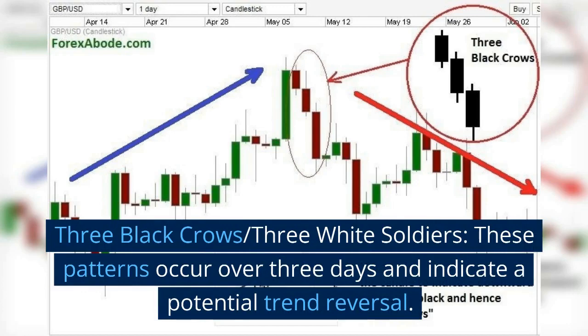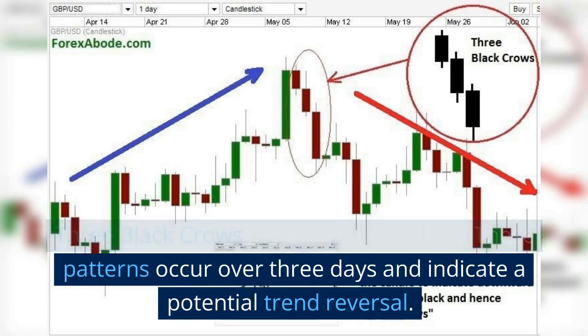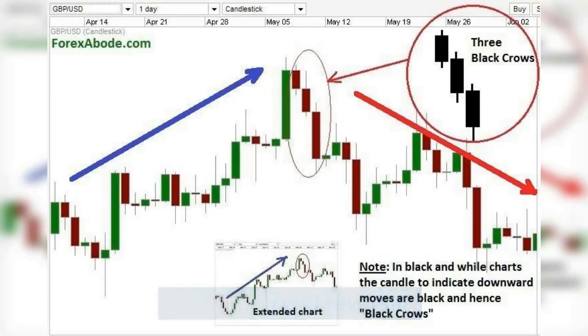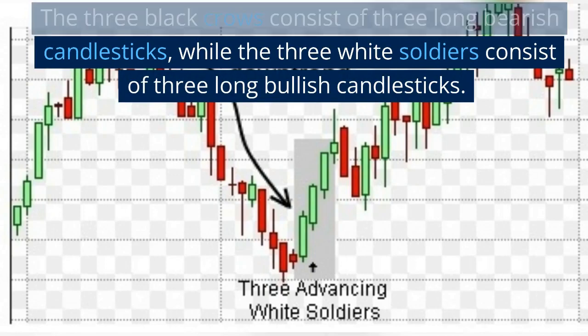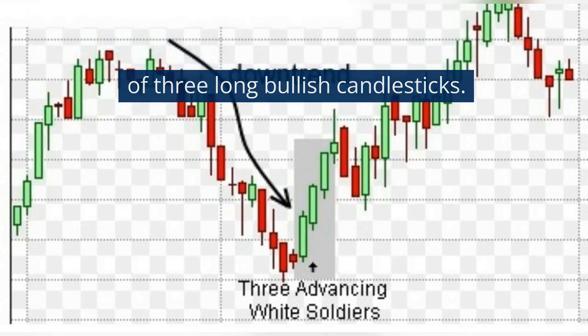Then 3 black crows and 3 white soldiers. Like morning and evening star, these patterns also form over 3 days and indicate the potential trend reversal. You can see the image. 3 black crows consist of 3 long bearish candlesticks, while 3 white soldiers consist of 3 long bullish candlesticks.